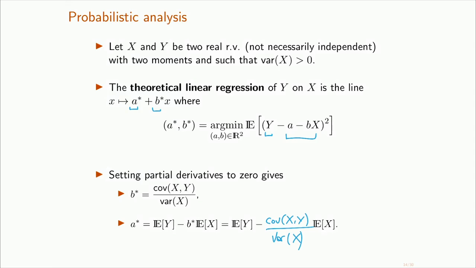So it's not super transparent, but there's nothing mysterious about the final form of b star. A star, well, a star is just the intercept. That's where this line crosses 0. I'm not going to interpret that one. Well, it's 0 if x and y have mean 0, at least.